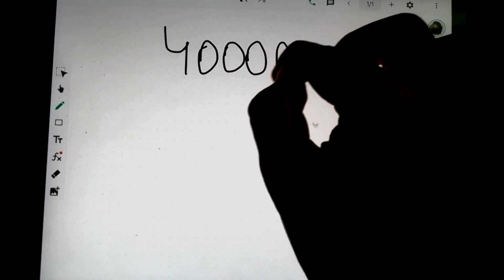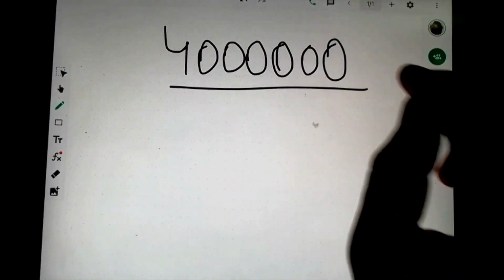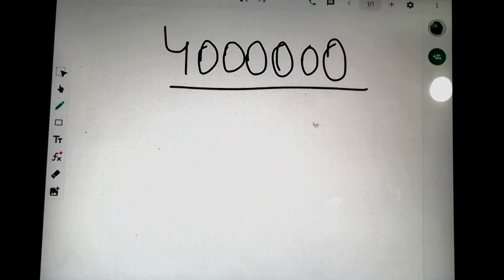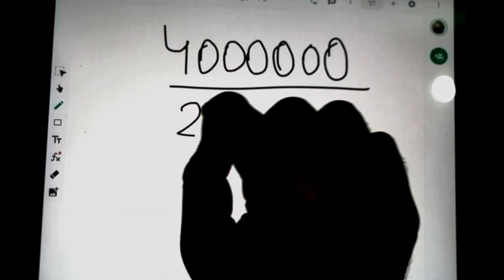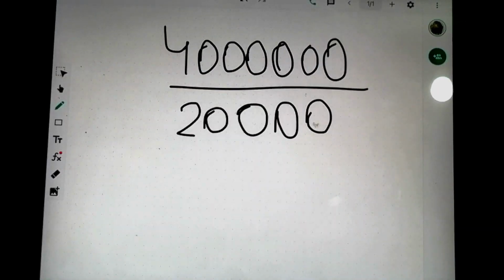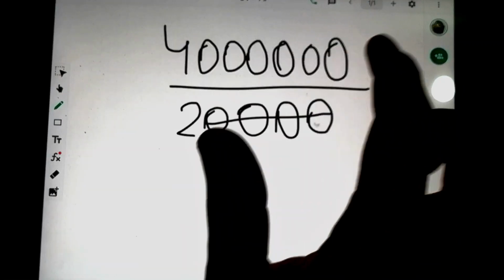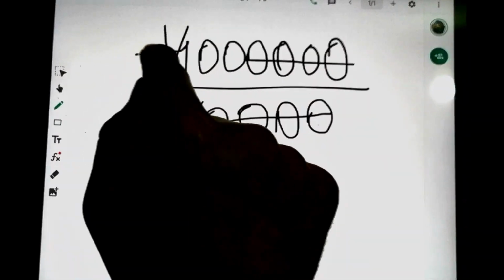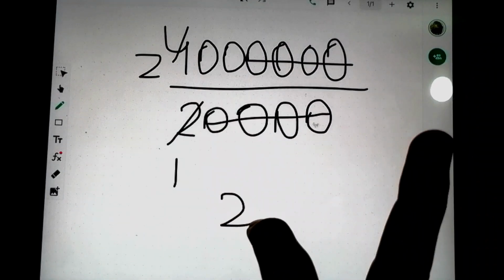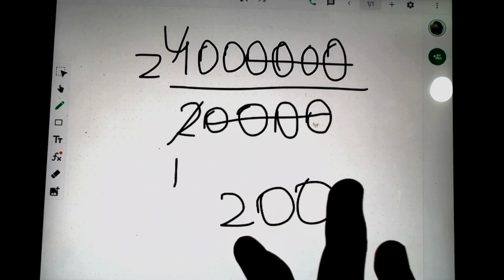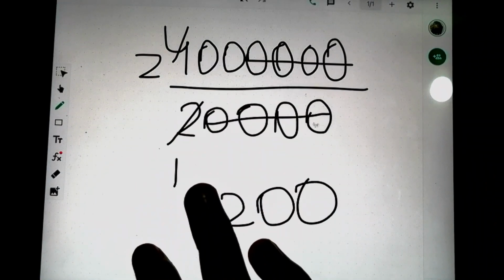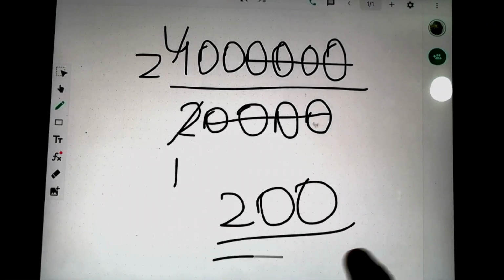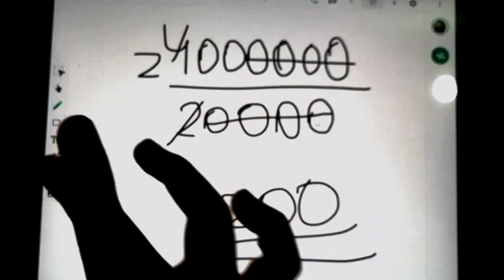1, 2, 3, 4, 5, 6 divided by 2 multiplied by 10 raised to the power 4, and 10 raised to the power 4 is 10,000. So 2 multiplied by 10,000 is 20,000. When we simplify this, we're left with 2 ones are, 2 twos are, so 2 and then 2 zeros. We're left with 200 as our answer, and the question says to give it as an ordinary number, so our answer is 200.